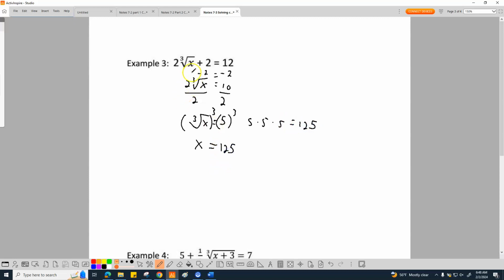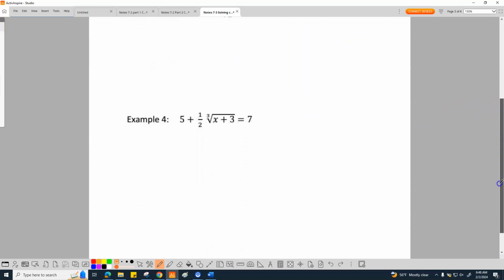Are you supposed to go back and check it? Yes, you are. I don't want to check it right now in these notes, but go back and plug it in. I can tell you from looking at this that yes, this comes out accurately. This works. Going down to the next one.